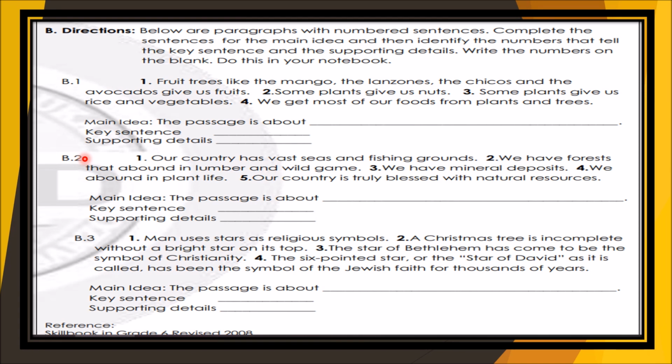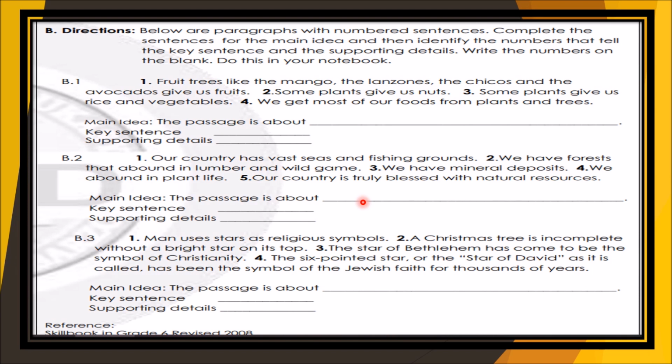Exercise 2. Our country has vast seas and fishing grounds. We have forests that abound in lumber and wild game. We have mineral deposits. We abound in plant life. Our country is truly blessed with natural resources. So you will be the one to answer here. What is the passage all about?